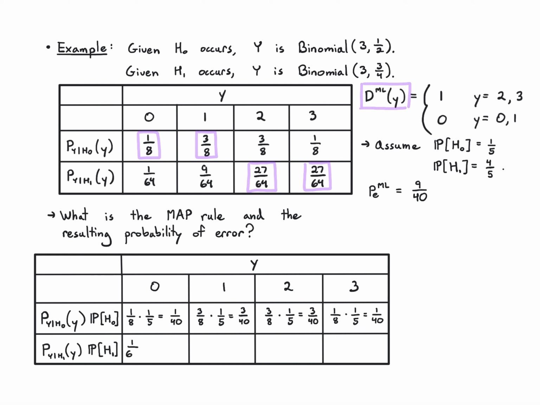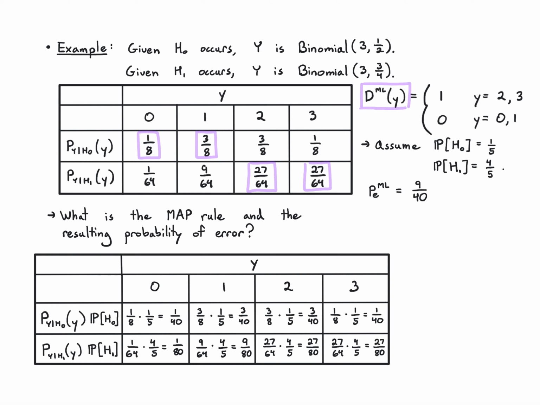The second row, I get 1/64 times 4/5. That's going to be 1/80. Then 9/64 times 4/5, that's going to be 9/80. And 27/64 times 4/5, that's going to be 27/80. And again, I'm going to get 27/64 times 4/5, that's going to be 27/80.